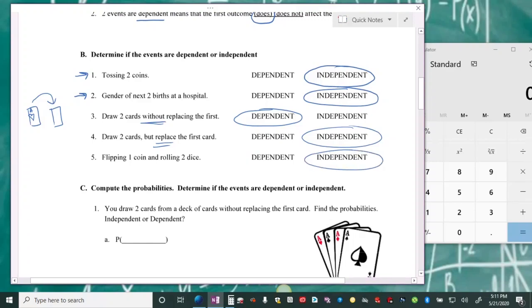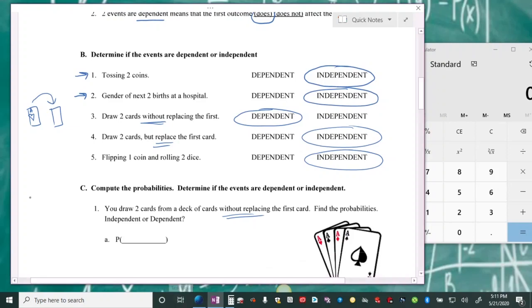Okay, let's go ahead and take a look at some probabilities. We're going to draw two cards from a deck. This time it's going to be without replacing the first card. So that means that when I draw a card, it's gone. It's no longer in that deck of 52 cards.